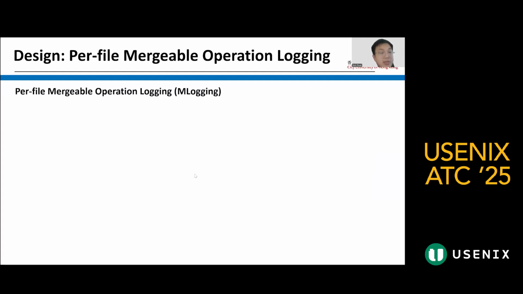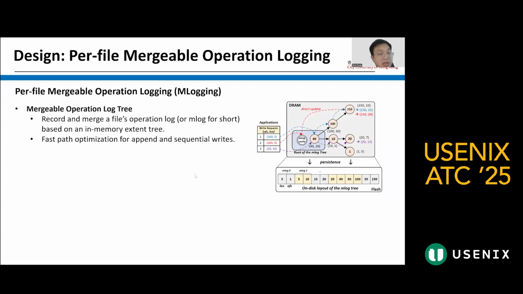Okay, let's see the first design point, provider mergeable operation logging. We can call it mlogging for short. The mlogging, firstly, has an in-memory mergeable operation log tree. This log tree is to manage and store file operation logs. When a user performs a write operation to a file, we create an operation log, or mlog for short, and then insert it into this in-memory extent tree. The extent tree allows us to merge continuous mlogs together to reduce the additional storage and memory overhead.